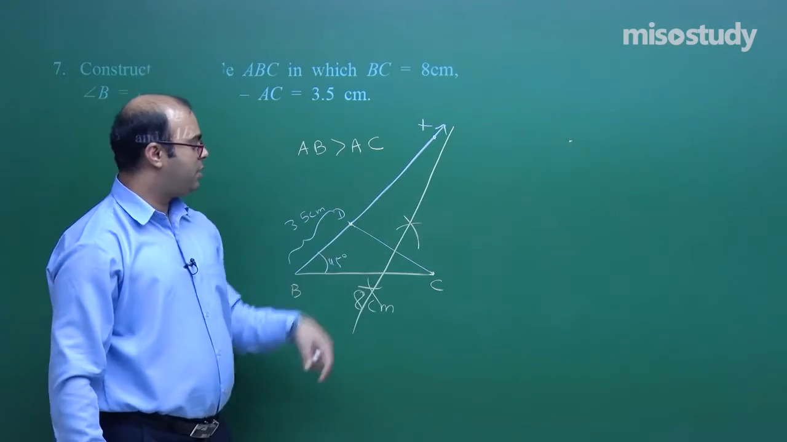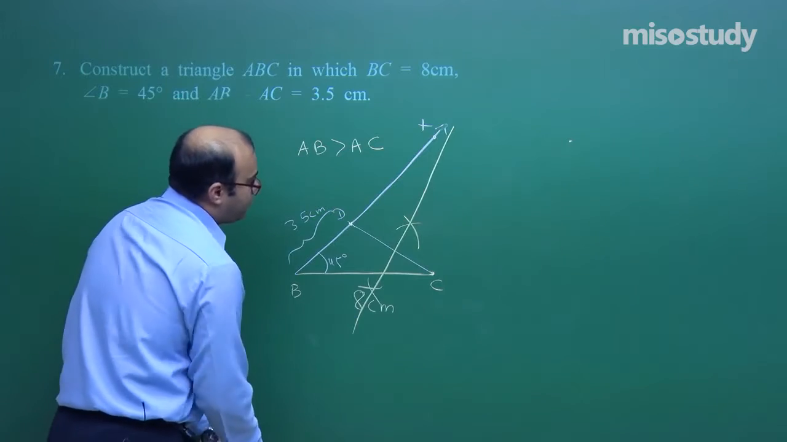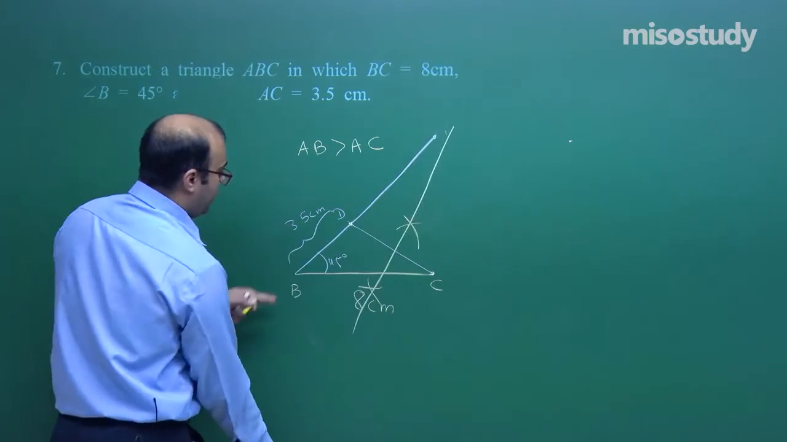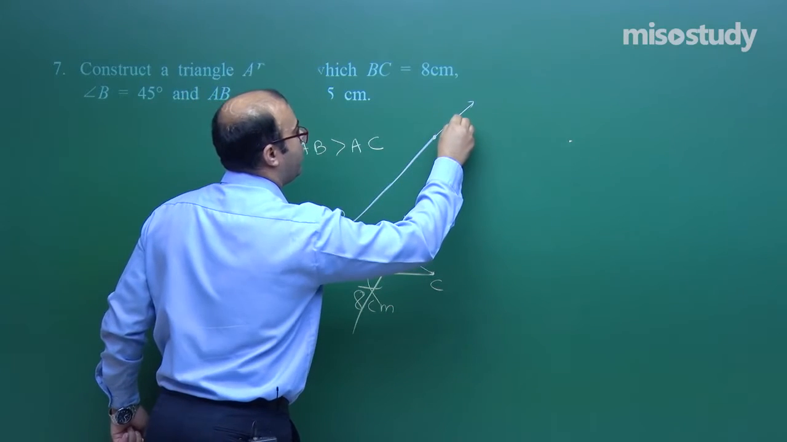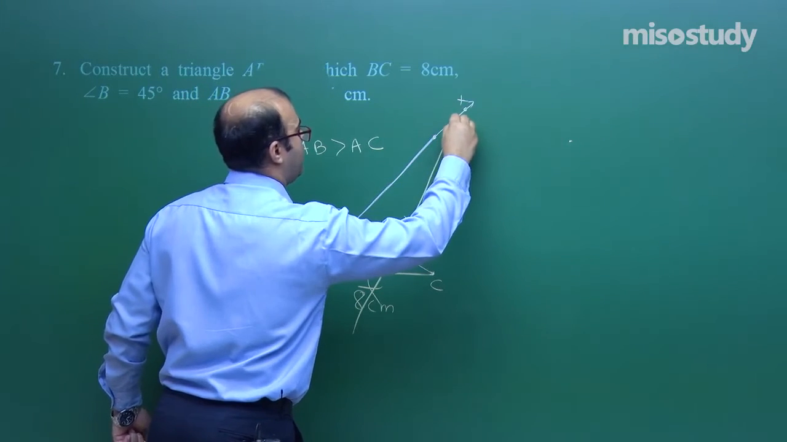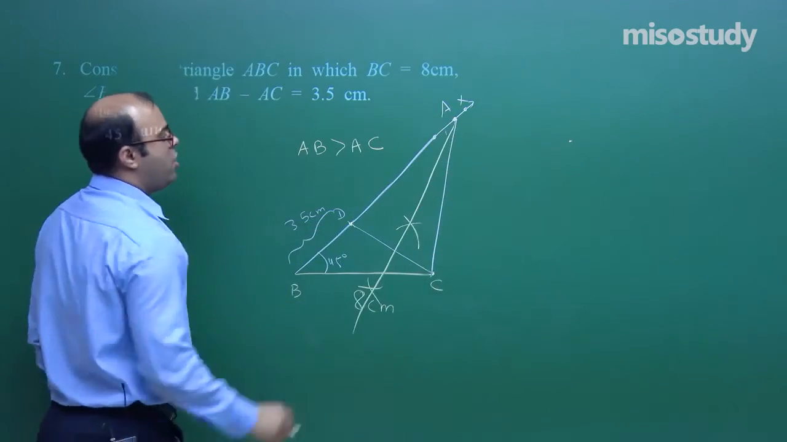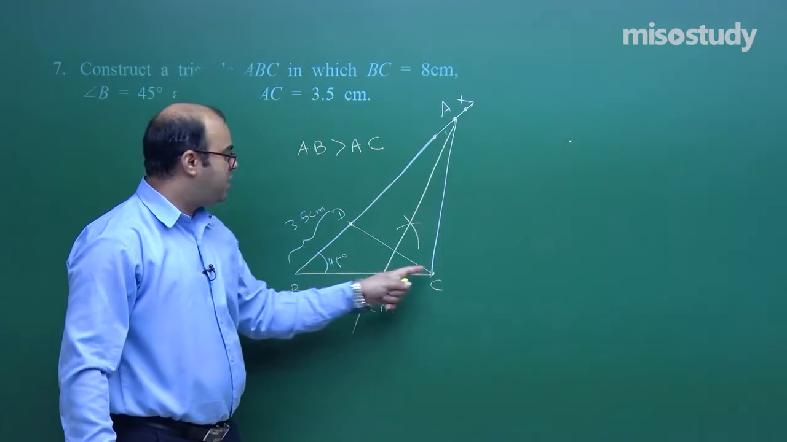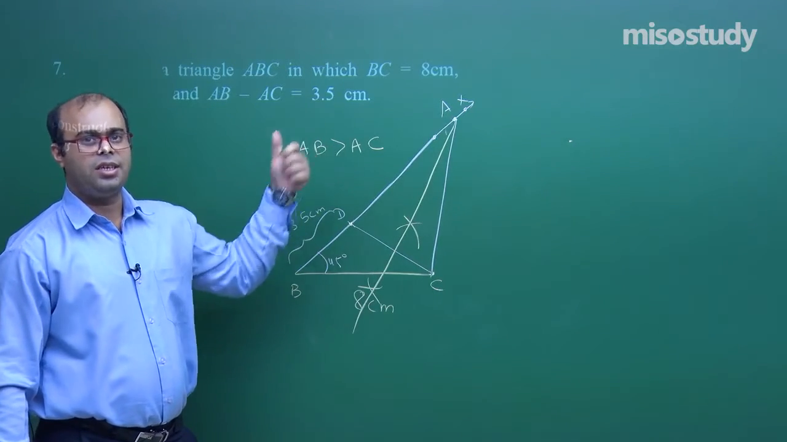This is the perpendicular bisector of this line. They will intersect at a point on this ray BX. So, they are intersecting at a point here. This ray is BX. Let us call this point A. Now, join this A with C. If we say triangle ABC here, this actually satisfies all the conditions of the triangle ABC given.